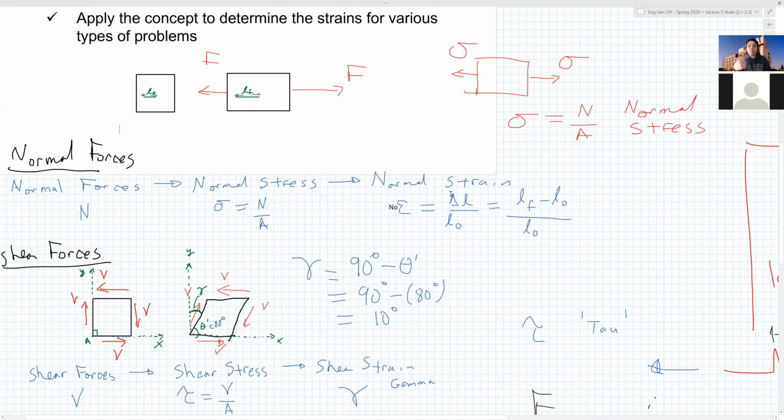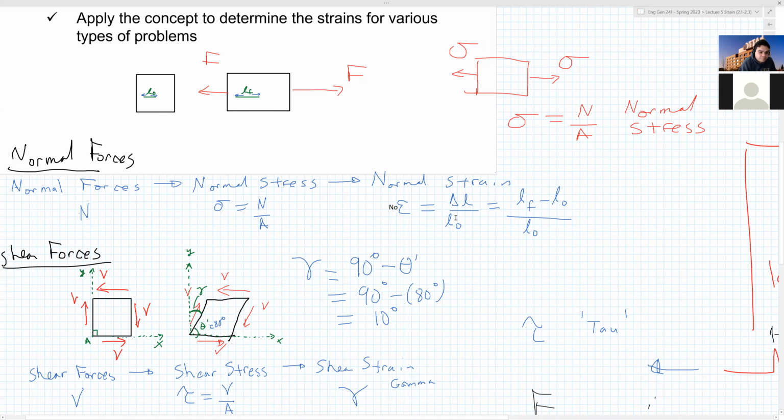However, change in length is always final length minus the original length. And then we have to normalize it. We have to divide by its original length. That's just the definition, because it's relative to its original. You can have a bigger line segment, but as long as you divide it by its original length, it's going to be the same strain, right?